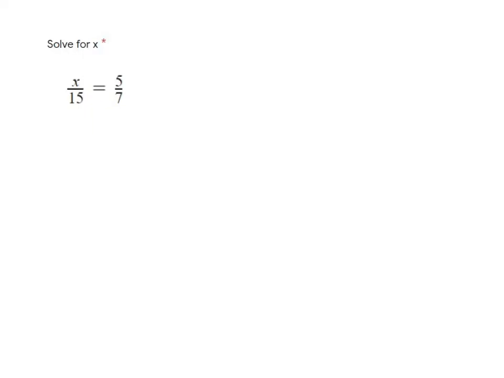This is a straightforward proportion, which we're going to solve here. Now, we talked about lots of different ways to do this in class. One way that we talked about was by simply, this is x divided by 15. So I could just take that fraction, 5 over 7, and multiply both sides by 15. So you could do that.